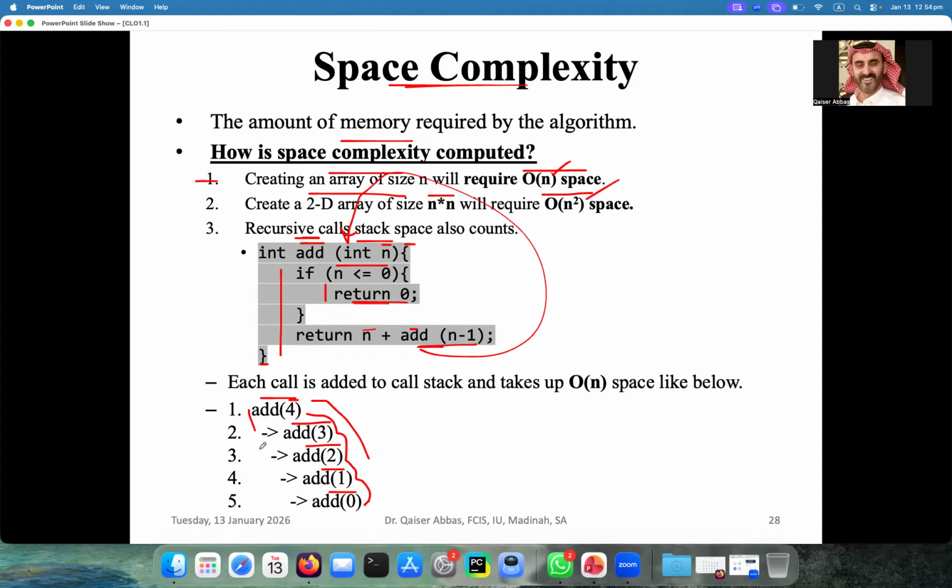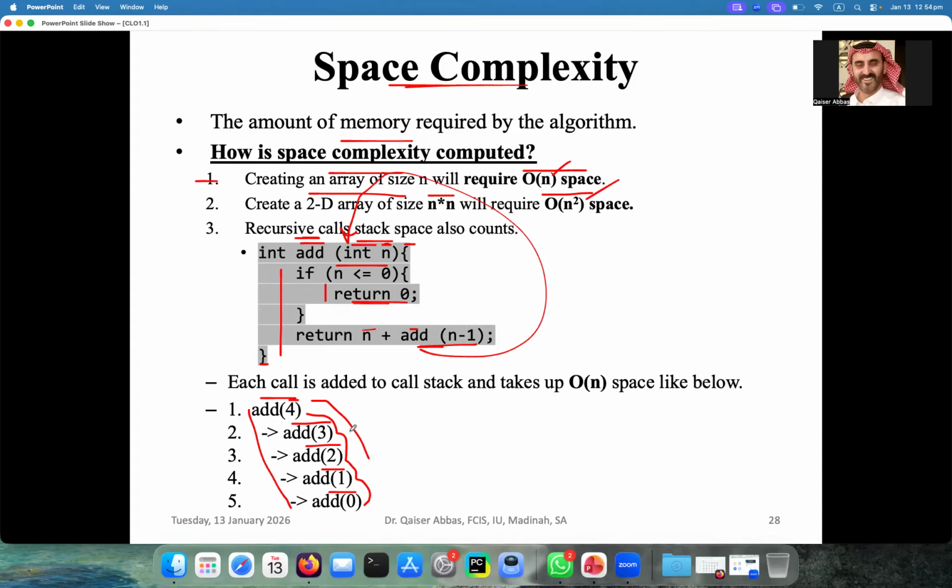How many times are these calls going on? If your n is 4, then I can say it is executing n times. It is calling how many times? N times. N is the size of your input, the input to this function. And if it is 4, then the number of calls would be what? 4 and 1 extra, like loops.